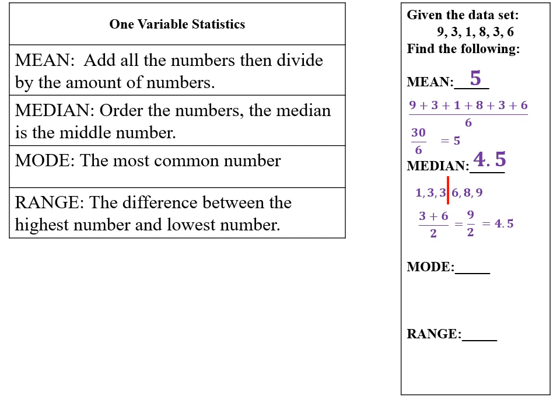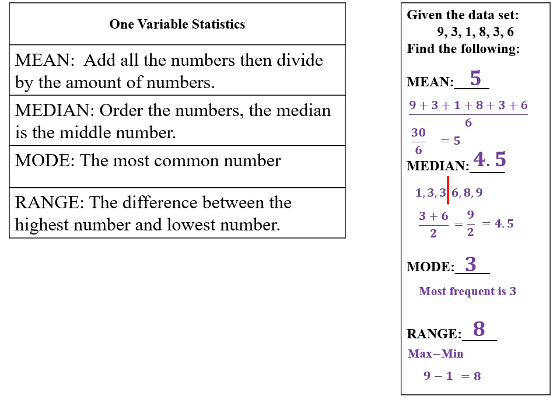Mode is the most frequent. Well, the only one that happens more than once is 3, so our mode is 3. The range, biggest number is 9, smallest number is 1. 9 minus 1 is 8. And so our range is 8.